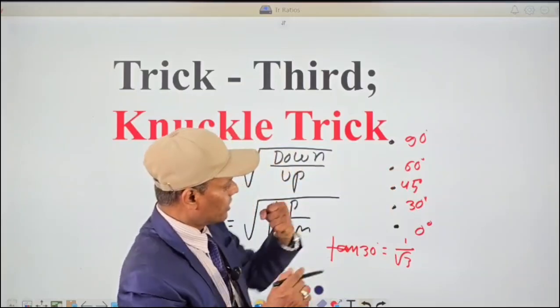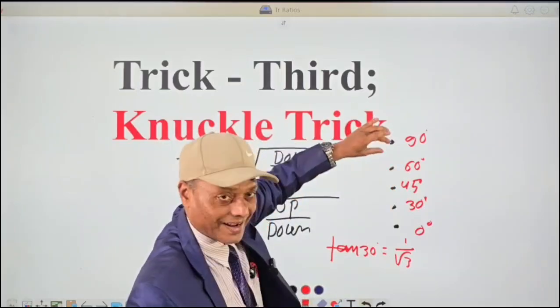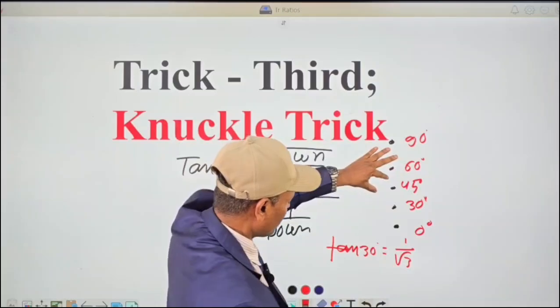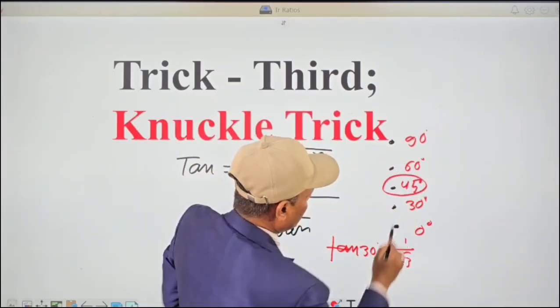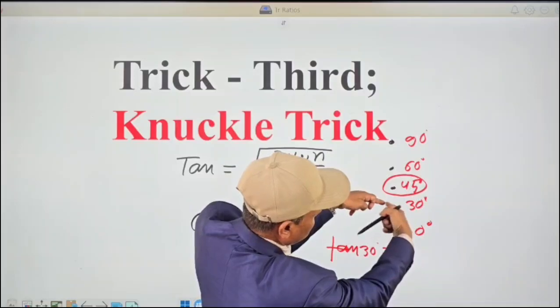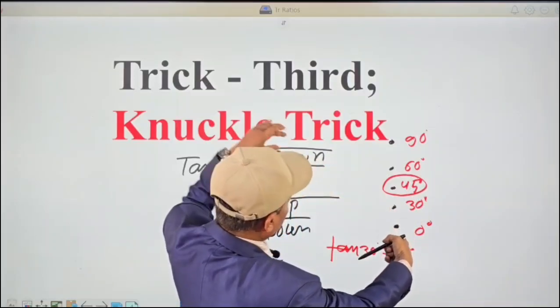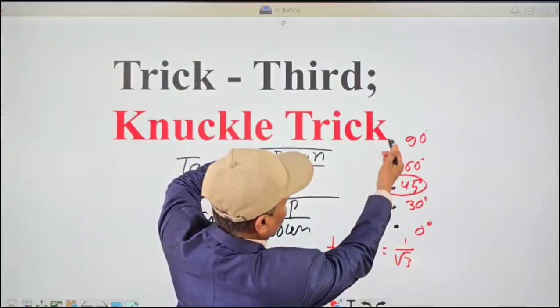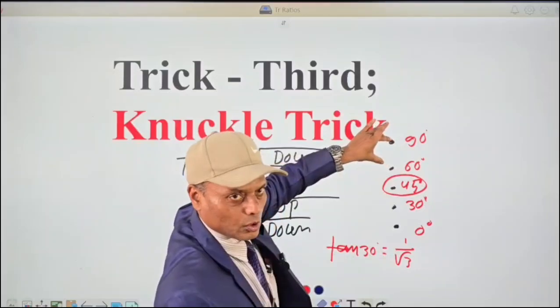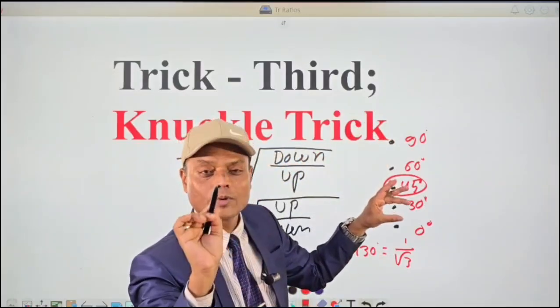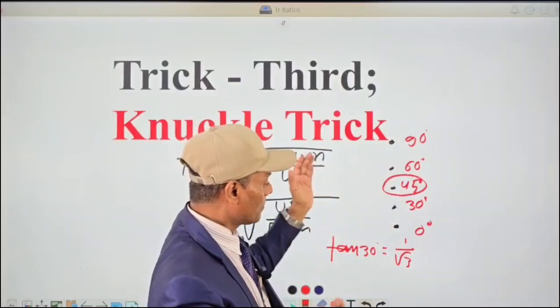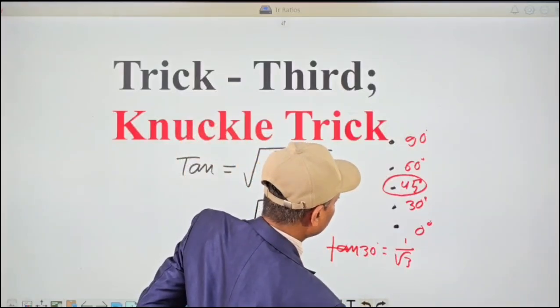Okay, next, let's find the value of tan 45 degree. Tan 45 degree, correct? This part. How many dots do you have down? 2. So 2 by 2, because you have 2 dots up also. So 2 by 2 is 1. So tan 45 degree is the square root of 2 by 2, that is 1. Okay, next one.